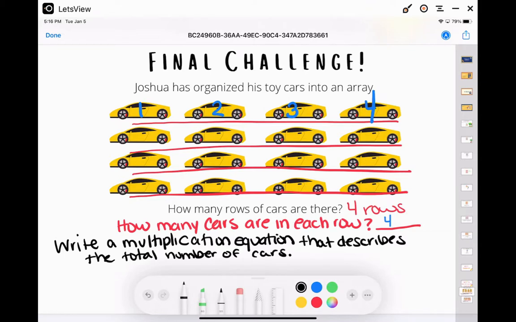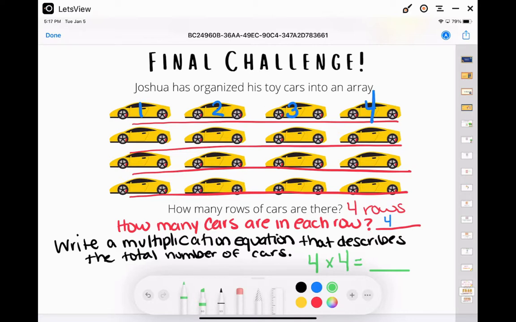Well, in order to figure out our product, we're going to have to do a little work, but we can go ahead and tell what our expression is. We know that the first part of our multiplication expression is going to be a factor, and our first factor is the number of rows, which is 4. The next factor in our multiplication expression is going to be the number of cars in each row, which was also 4. But we've got to do just a little more work to figure out what it equals.